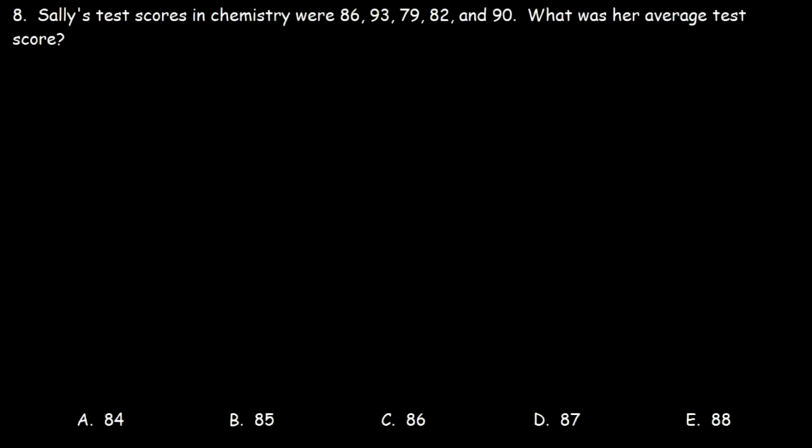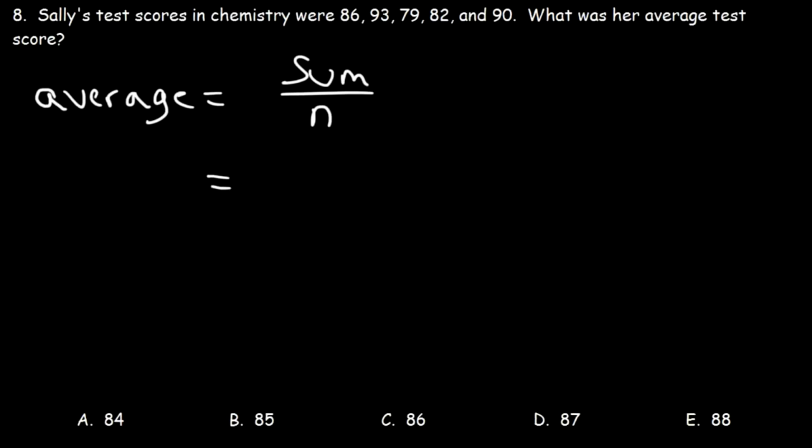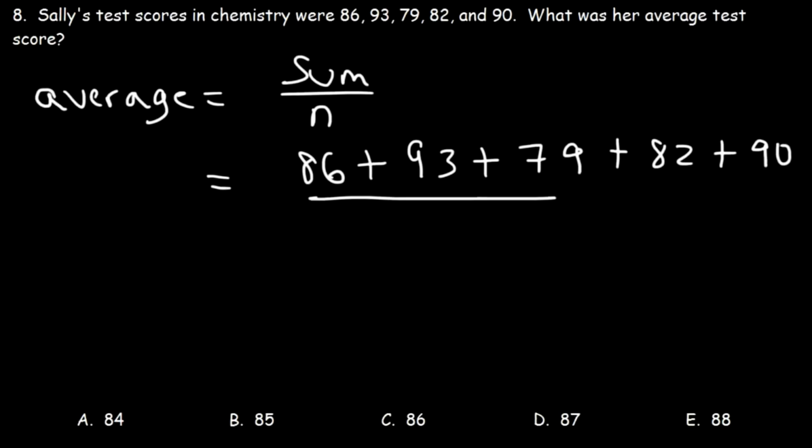Number 8. Sally's test scores in chemistry were 86, 93, 79, 82, and 90. What was her average test score? Whenever you wish to calculate the average, it's simply the sum of all the numbers divided by the number of numbers in the list. So let's add up all 5 numbers. Let's find the sum. It's going to be 86 plus 93 plus 79 plus 82 plus 90. Now there's a total of 5 numbers, so we're going to divide the sum by 5.